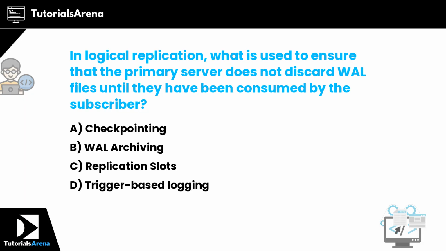In logical replication, what is used to ensure that the primary server does not discard WAL files until they have been consumed by the subscriber? The correct answer is option C, replication slots.